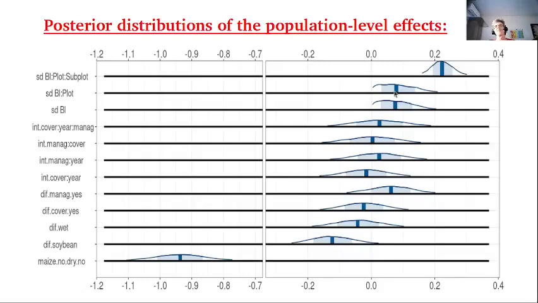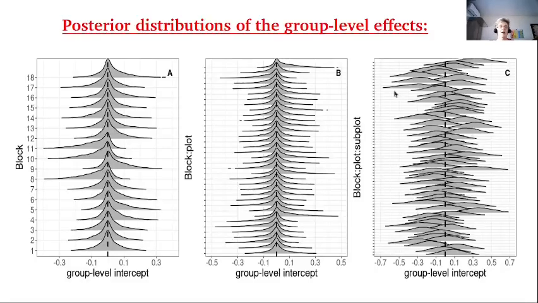And in Bayesian models, we also obtain posterior distributions for the group level effects. Here they are. For each of them, we have a posterior distribution. This is a true probability distribution for each of these group level effects: the blocks, the plots within blocks, the subplots within plots within blocks.